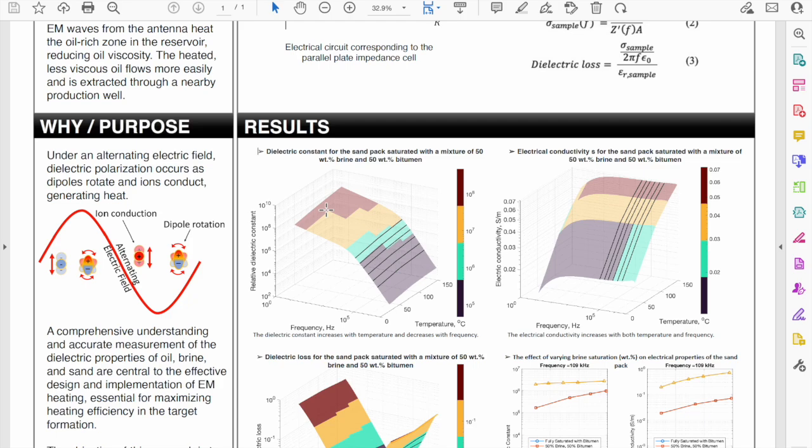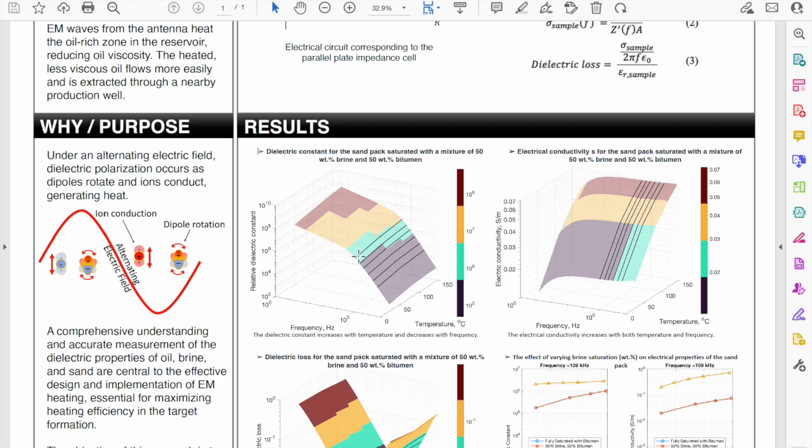At very low frequencies, the dielectric constant is high due to multiple contributing factors. First, interfacial polarization occurs due to charge accumulation at the interface between sand, brine, and bitumen, playing a significant role in the large dielectric response. In addition to this, electrode polarization at the boundaries of the measurement system can also contribute to this large value.